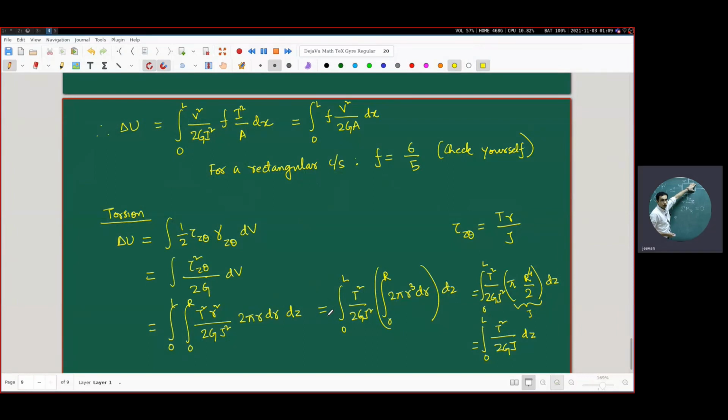So we were discussing in the first part the various expressions for the strain energy associated with different kinds of loading like axial loading, bending moment, transverse shear, torsion, and these are the kind of things which we'll have to pick up while solving problems.